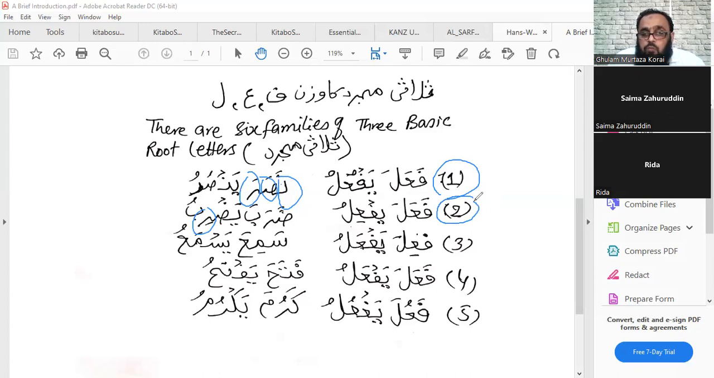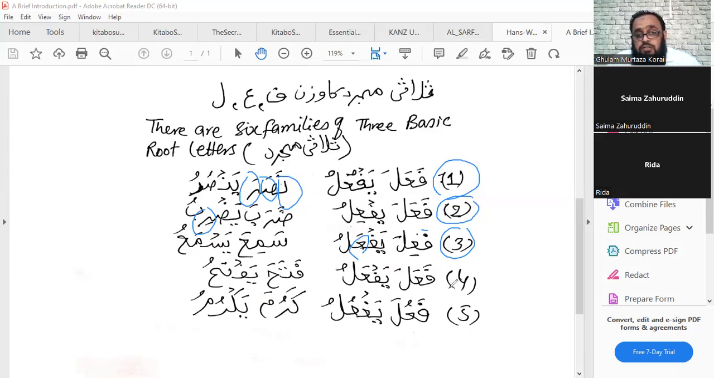The second one we have done: fa, ayn, lam maftuh, but ayn maksur in the muzari. Then the third family is different. Fa is maftuh, fatha may be missing over there, but ayn is maksur over here. This is the first time we see that the ayn of the stem fa, ayn, lam is maksur, fa'ila, but the ayn of the muzari is maftuh: fa'ila yaf'alu, like sami'a yasma'u. Right? And the fourth family, you have to remember these awzan.